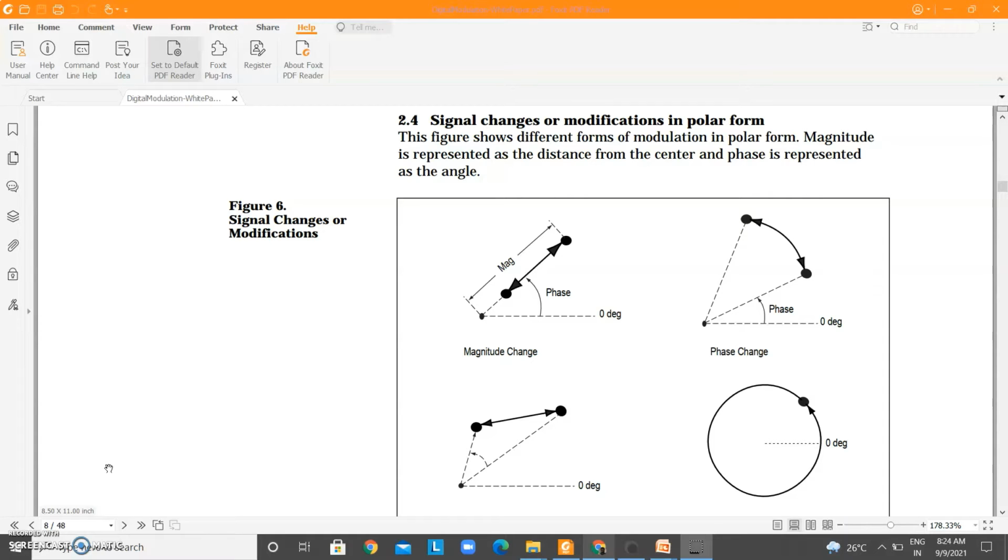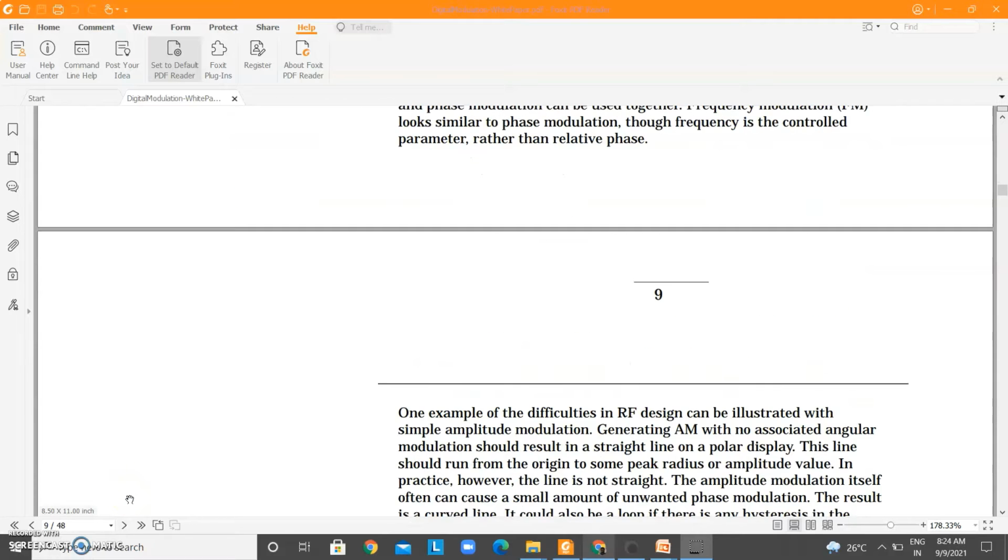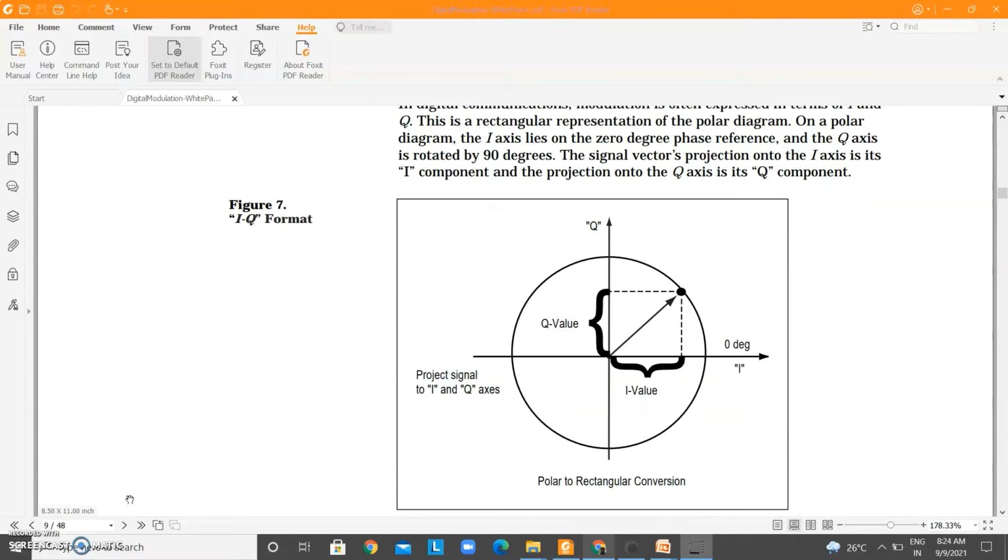And we also thought what will happen if the frequency changes. So frequency comes when you write the phase theta as equal to 2 pi ft, so with respect to time. So as the time changes, there is a change in the position of the point. You can see it rotates along that circle, and we saw that. And we also saw about this I and Q formats.